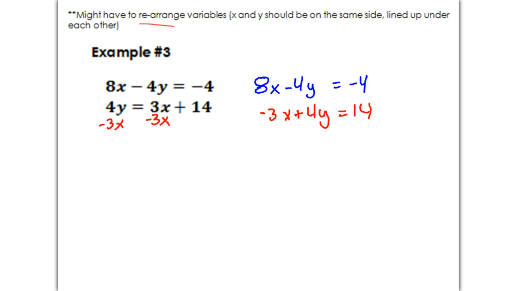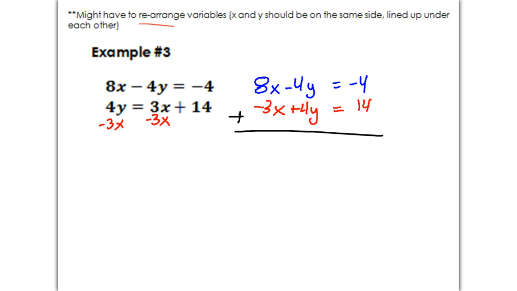I'm actually going to rewrite that because that's kind of ugly. Sorry. And everything lined up nice and neat. So we have -3x underneath the x terms, positive 4y, and then 14. So now we'll look and see, hey, if we add these things together, is anything going to cancel out for us? And here you kind of notice that if we do add these equations together here, the y's are going to cancel out because we have -4y and positive 4y.